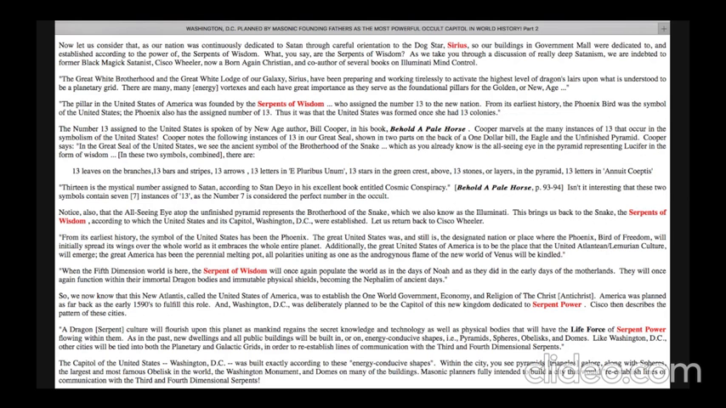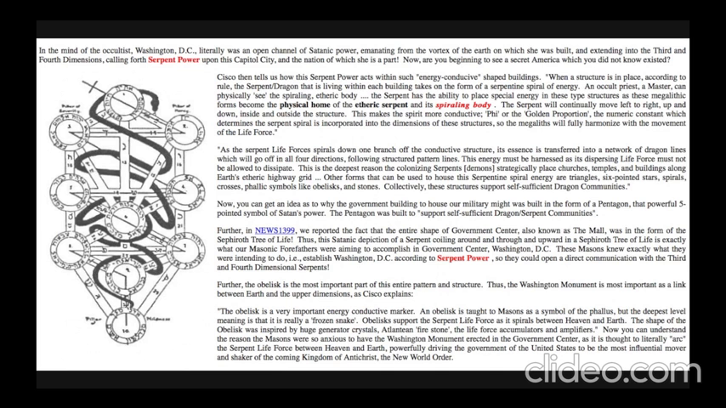The capital of the United States, Washington, D.C., was built exactly according to these energy-conducive shapes. Within the city, we see pyramids galore, along with spheres, the largest and most famous obelisk in the world, the Washington Monument, and domes on many of the buildings. Masonic planners fully intended to build a city that would re-establish lines of communication with the third and fourth dimensional serpents.